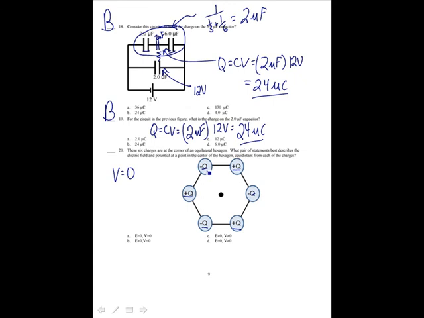So due to this charge up here, our electric field is in this direction. Due to this charge down here, our electric field is in that direction. Due to this one, it's in this direction. Due to this one, it's in this direction. Due to this charge, our electric field is in that direction. And due to this charge, our electric field is in that direction. So the sum of those vectors is not 0. The net vector is actually to the left. So E is not equal to 0. So V is equal to 0, E is not equal to 0. That is B. Number 20 then is B.